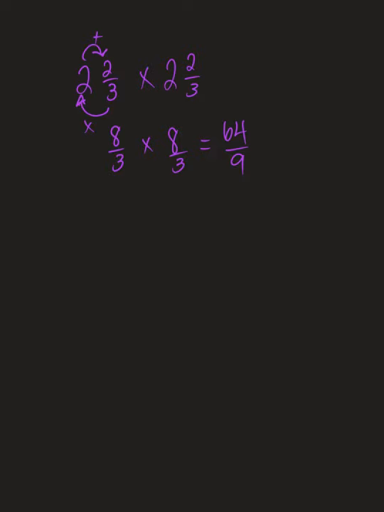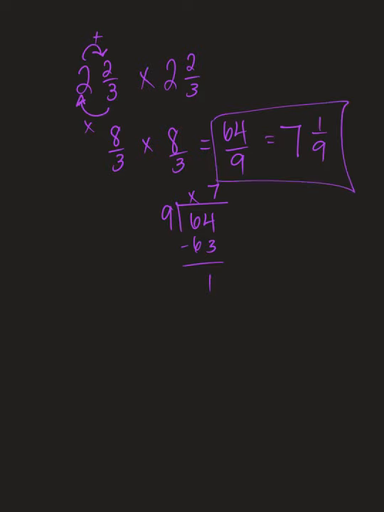Now if I want to change this back into a mixed number, I'm going to divide 9 into 64. We know 9 cannot divide into 6, but 9 can divide into 64 7 times. 9 times 7 is 63, and we are left with 1. So our mixed number would be 7 and 1/9. Either one of those answers would be correct.